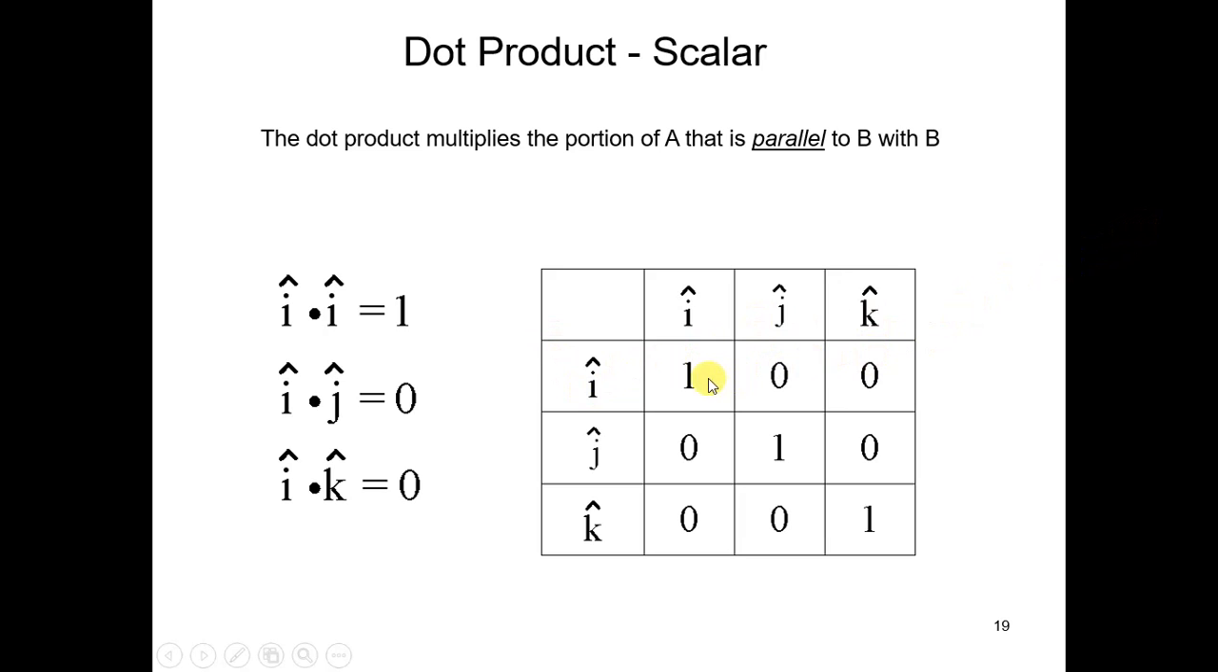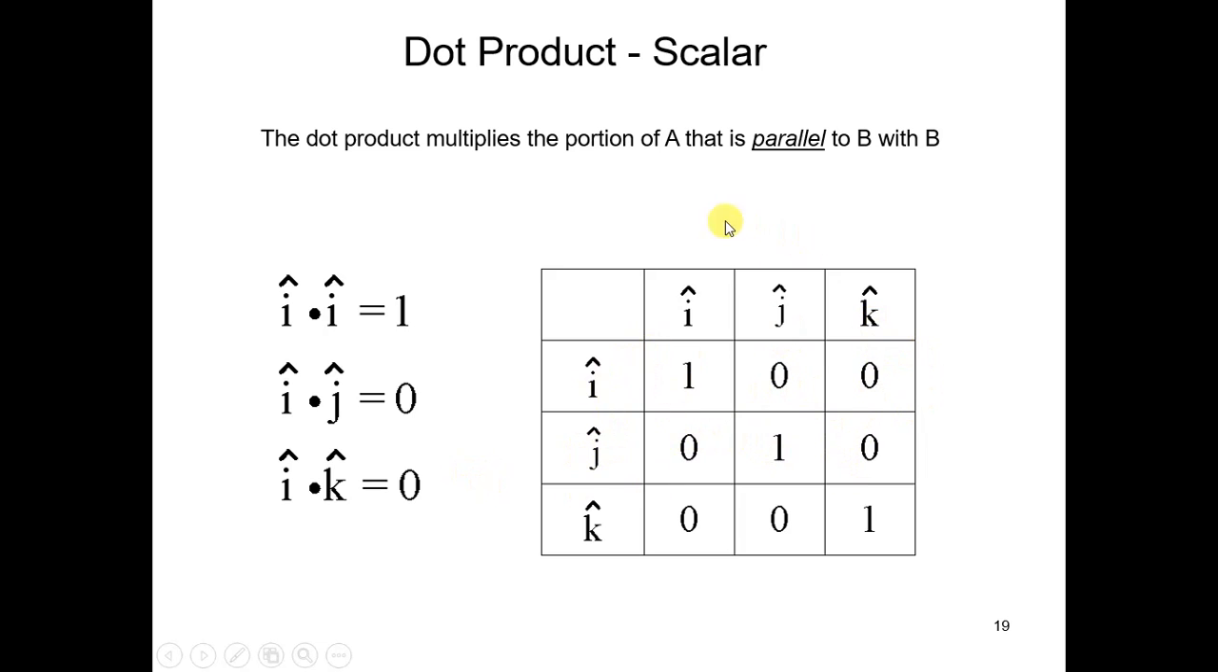So see here, j multiplied by i cap is equal to 0, and also whenever j dot j, it is equal to 1, and again j dot k is equal to 0. So these are our dot products.